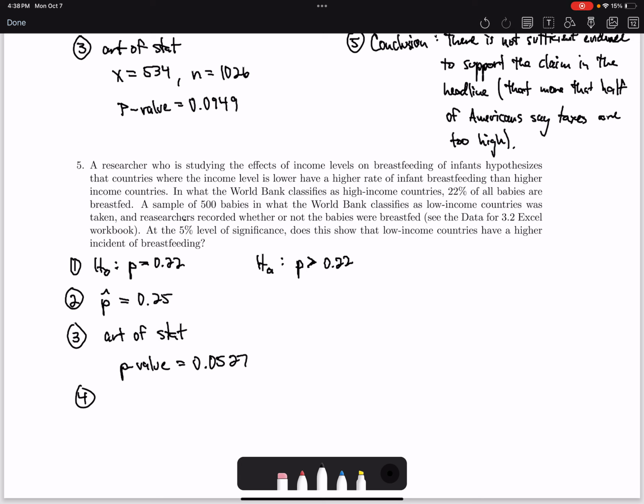At the 5% level of significance, in other words, alpha equals 0.05, right? This isn't quite good enough. It's really close, but we're not going to reject the null. 0.0527 is not less than 0.05, so we do not reject H null.